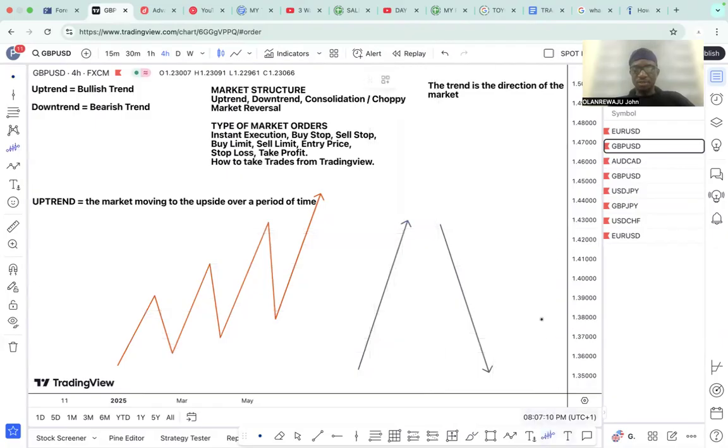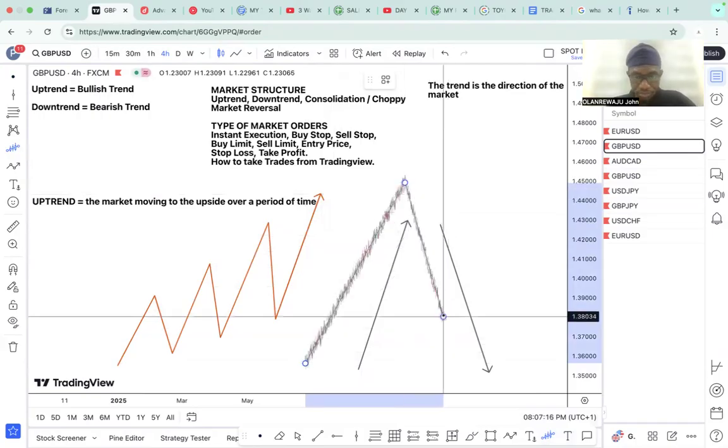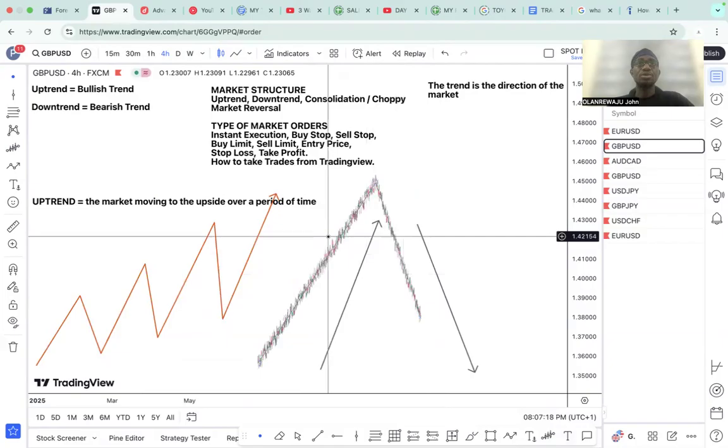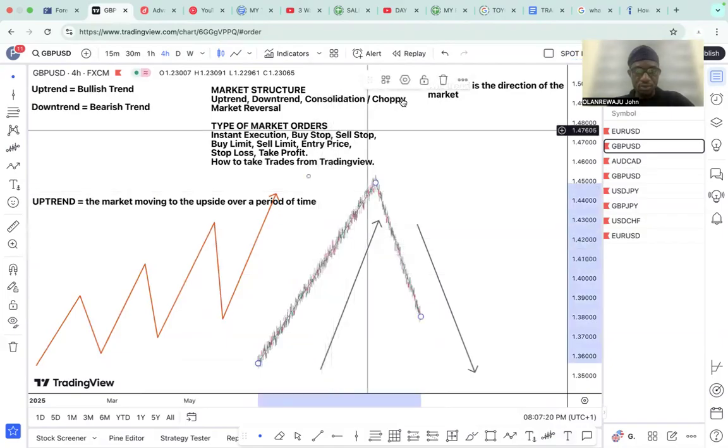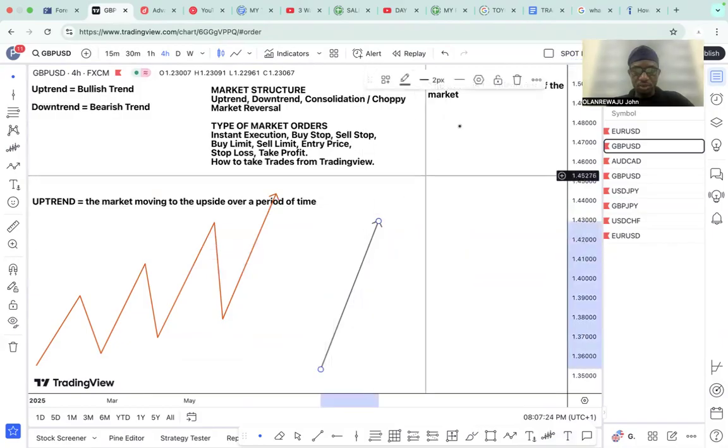In fact, let me use this tool. All right. Can you see this one is even giving the view of a real candlestick, right? So let's take this one off.